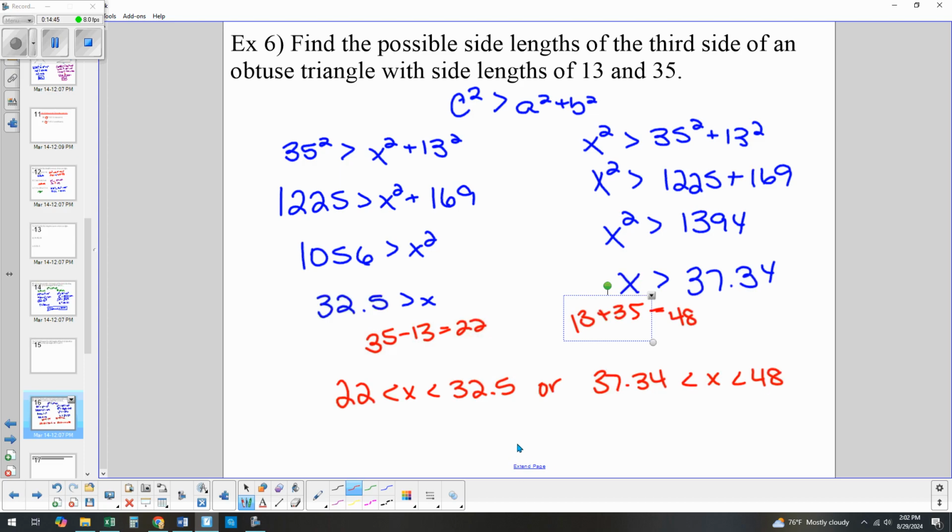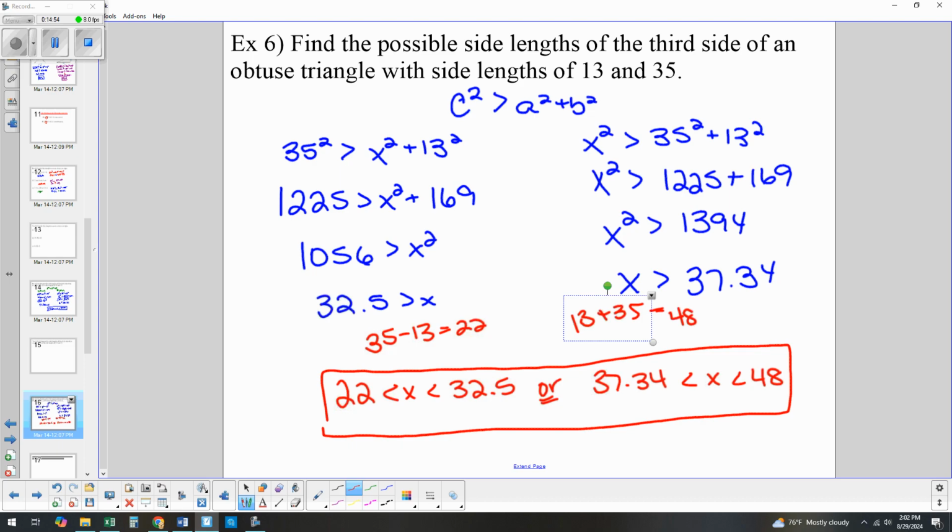So our obtuse answer, O for obtuse, is going to have two different inequalities. They're going to be written as a number less than x less than a number for both. And we're just going to go smallest number to biggest number overall. 22, then 32.5, then 37.34, then 48. That's how we went in order here.